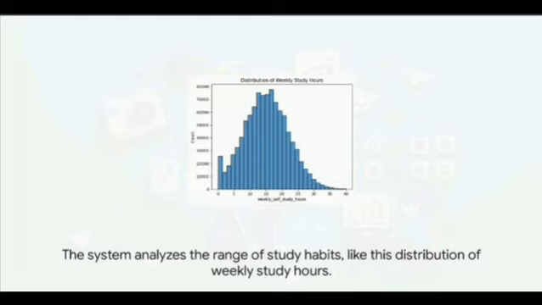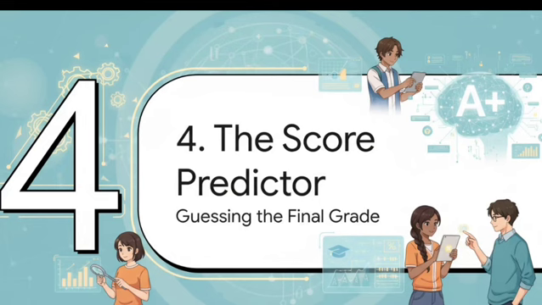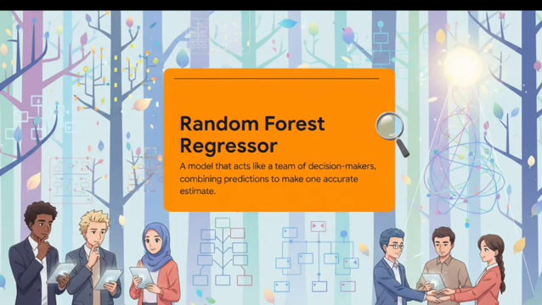Now, this is where the magic happens. We are going to start with what we call a score predictor, and its whole job is to try and guess the exact final grade a student is going to get. Now, we are using a model called a random forest regressor. I know that sounds super technical, but the idea behind it is actually pretty simple.